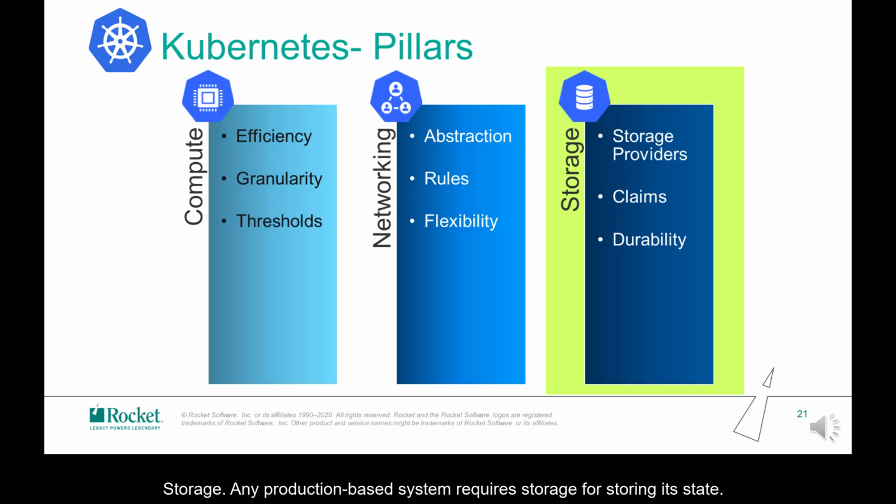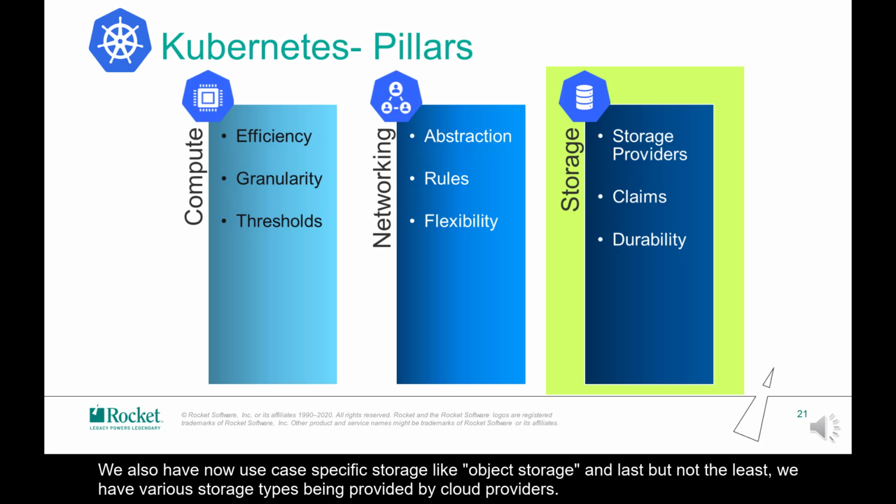Storage. Any production-based system requires storage for storing its state. The traditional options of providing disk, volume, and network storage are still viable. We also have now use case specific storage like object storage. And last but not least, we have various storage types being provided by cloud providers.